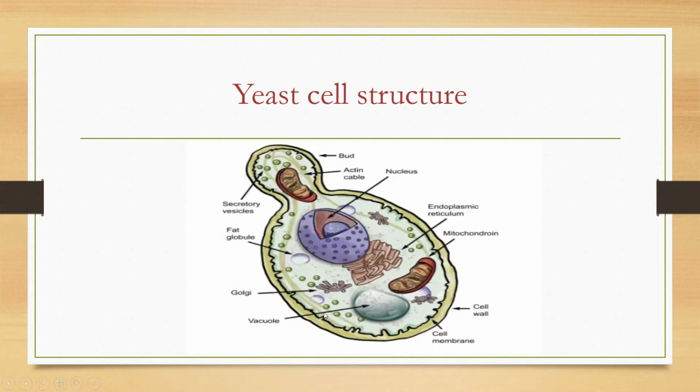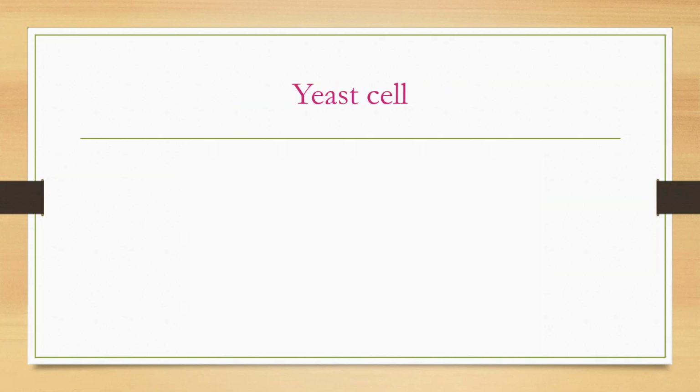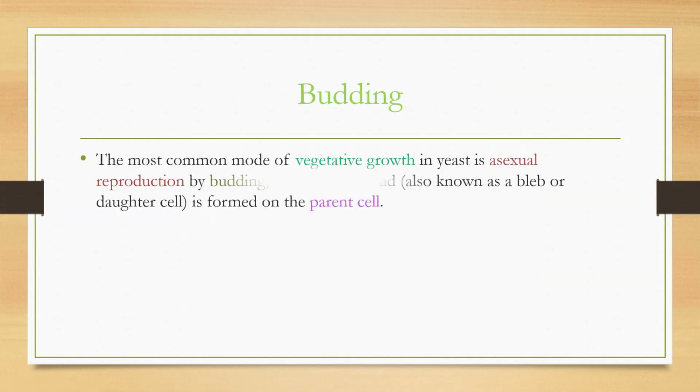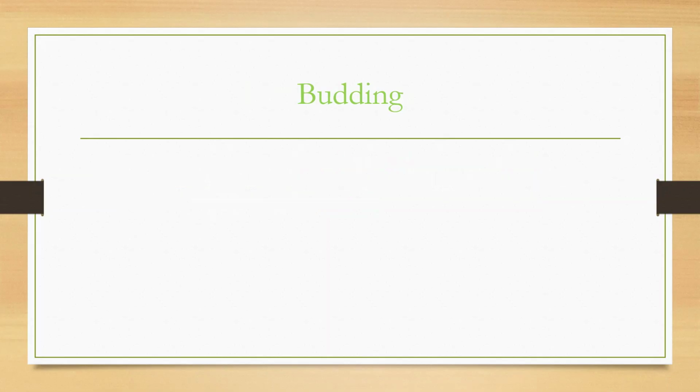Okay. First, I will explain the bud. What is meant by budding? The most common mode of vegetative growth in yeast is asexual reproduction by budding, where a small bud, also known as a bleb or daughter cell, is formed on the parent cell. This is the parent cell.